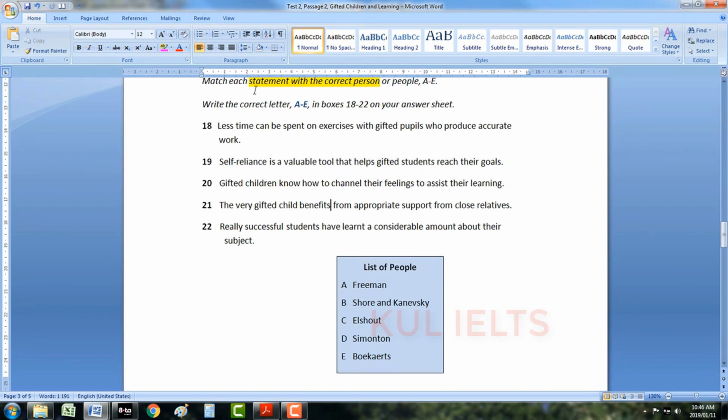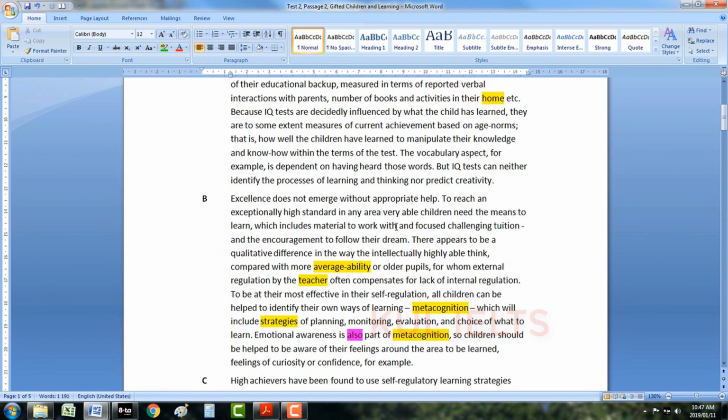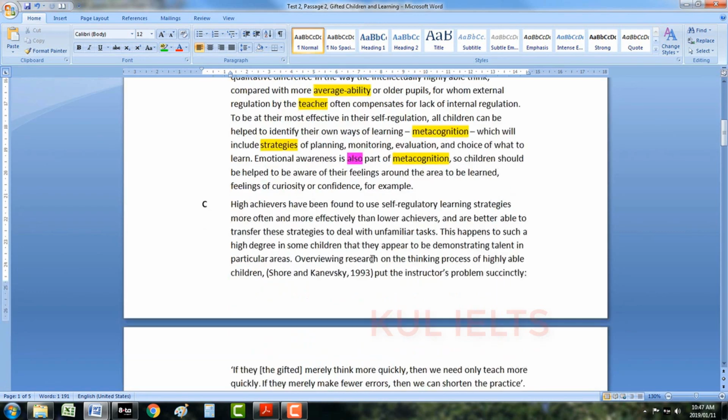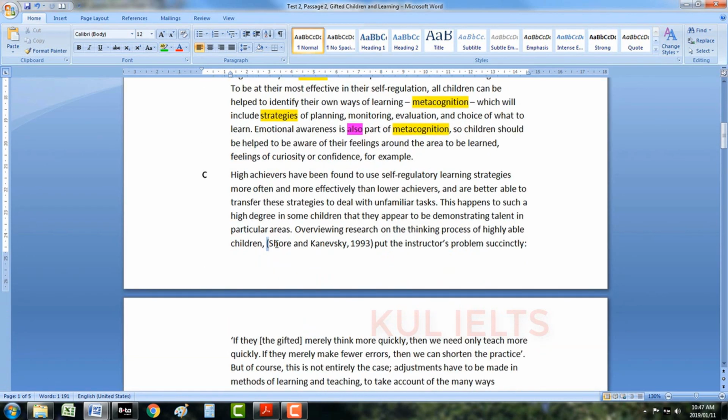Right. So you're not going to scan for this. This is going to be the paraphrase. This is what you're going to scan for, the names. Let's find those names. Freeman, Shaw and Kanevsky, Elshart, Simonton, Boekerts. Freeman is there. Keep on scanning. Sometimes they mention it twice in the text, so you need to be careful if it's mentioned again.